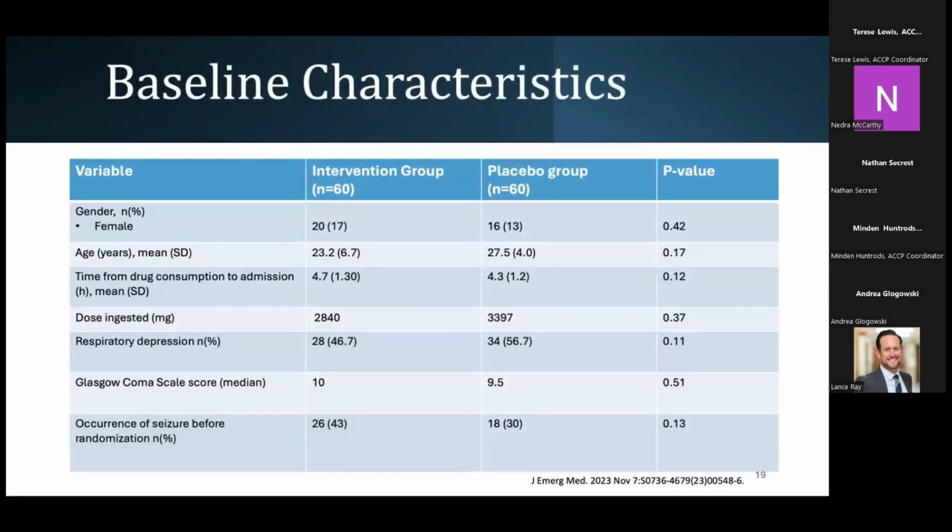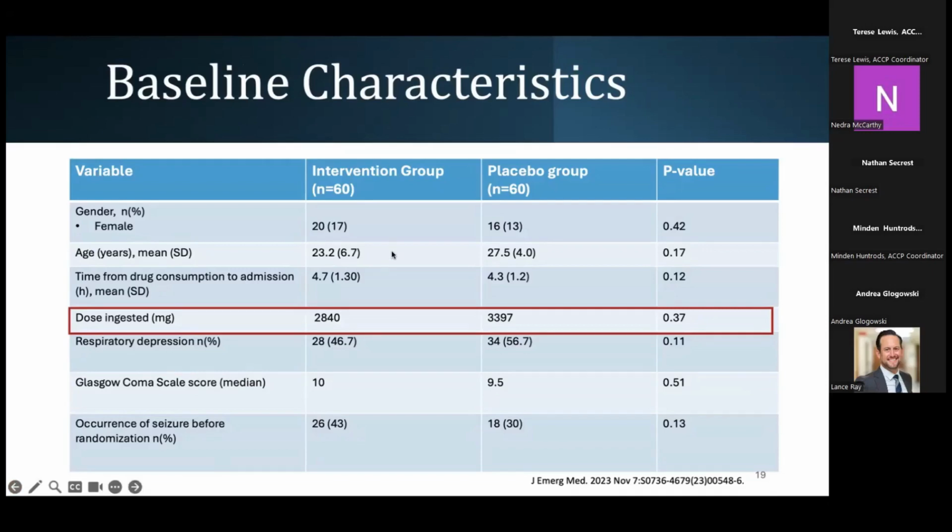So this table outlined the baseline characteristics of the patients that were included in the study. As you can see, the average age was about 23 in the intervention group, and for the placebo group, it was 27. So they were fairly young individuals. The dose ingested, as highlighted here, was 2,840 in the intervention group versus 3,397 in the placebo group. And even though there was a difference, it was noted not to be statistically significant.